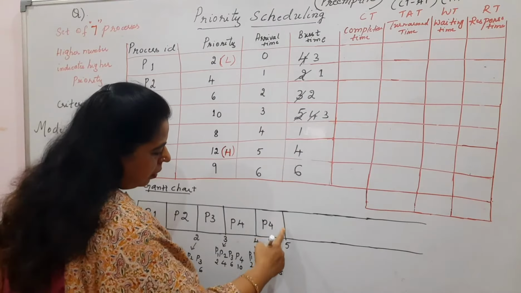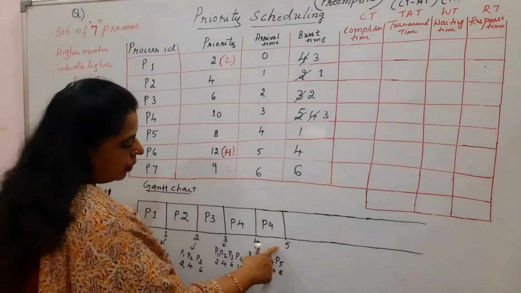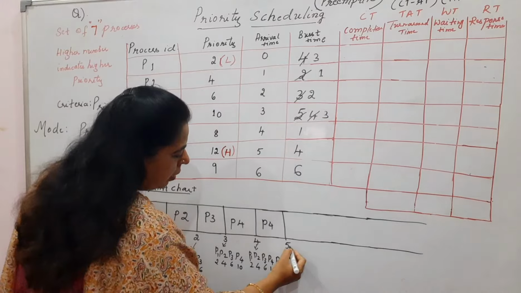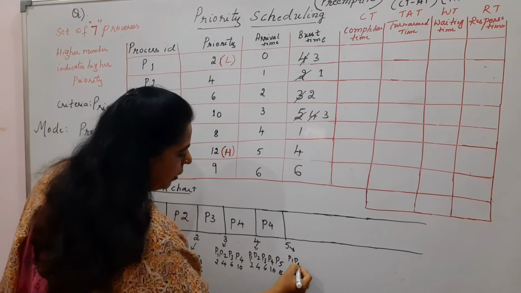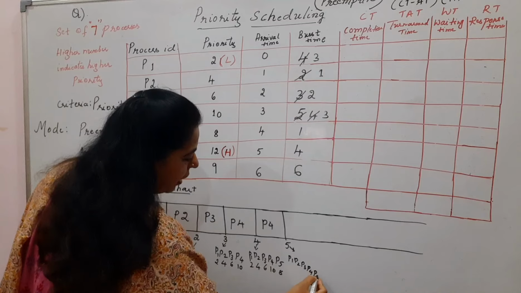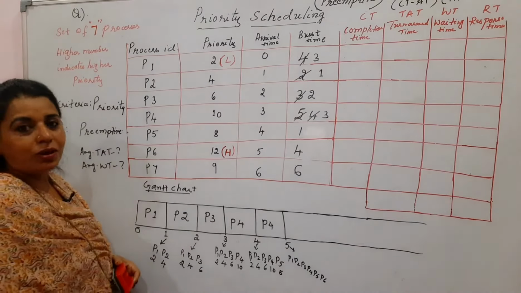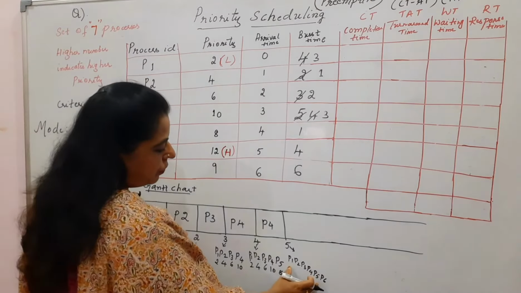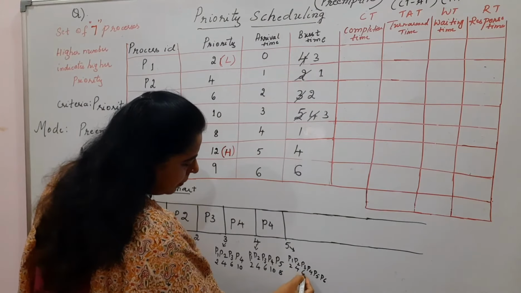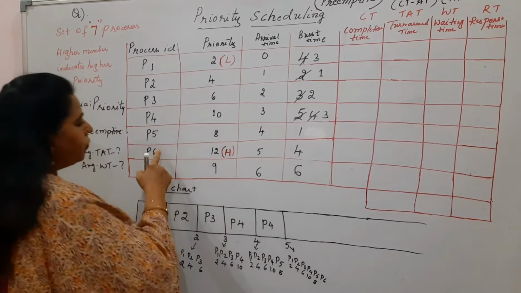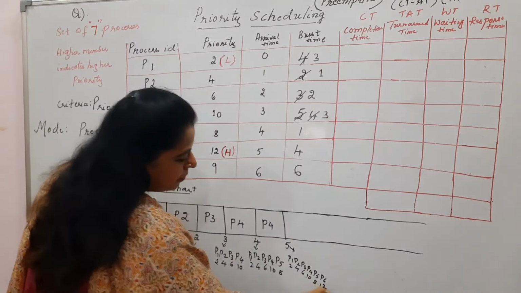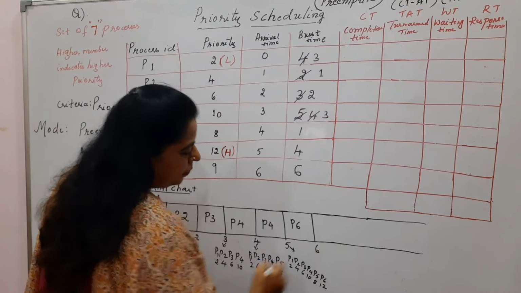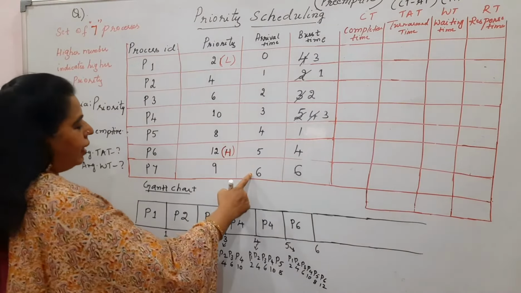Fine. Then from 4 to 5, at 5 check which processes are available. At 5 you have P1, P2, P3, P4, P5, and P6 has also come now. So almost all 6 processes are available at unit 5. Then what will you do? Which one will you select? Check their priorities. What is the priority for P6? P6 has the highest priority, 12. So run P6 here for 1 unit of time.